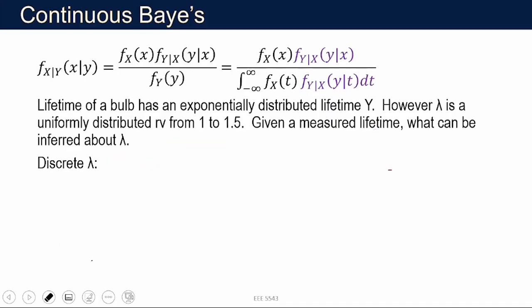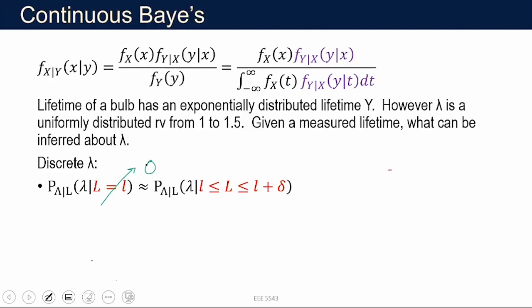We could do the same problem, but what if we consider that lambda is discrete? For example, if it's continuously distributed from 1 to 1.5, it only takes a value of 1 or 1.5. If we now write out the probability of our lambda, given that we observe some lifetime, we notice a slight problem with this equation. In fact, this probability should be 0, because this is continuous, and a continuous variable cannot take a single outcome. So therefore, this is going to be an approximation.